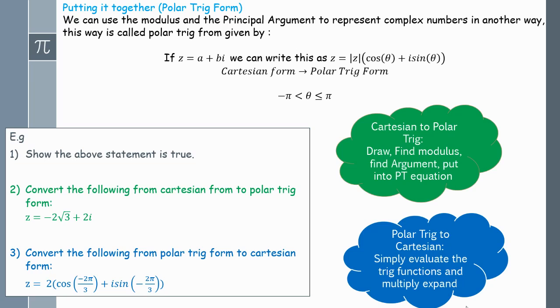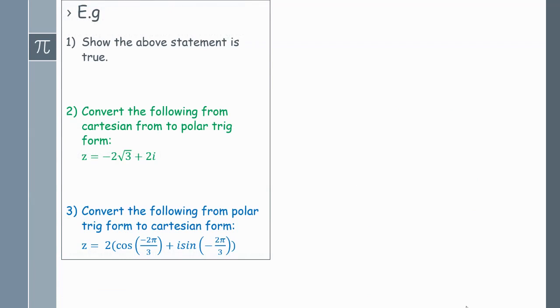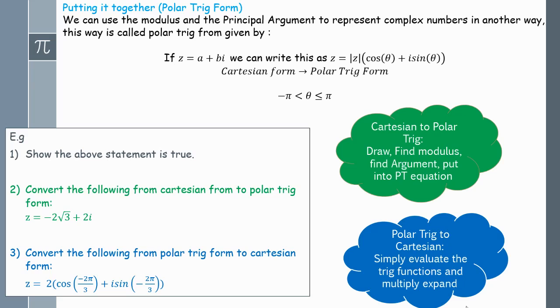So if we have the Cartesian complex number, z equals a plus bi, the one that we're used to, we can actually write this as z equals the modulus of z times cos of theta plus i sine of theta, where the modulus of z we know is the distance of the point from the origin, and our theta is the argument. Just remember, because we're using the principal argument, your theta must be between minus pi and pi radians.